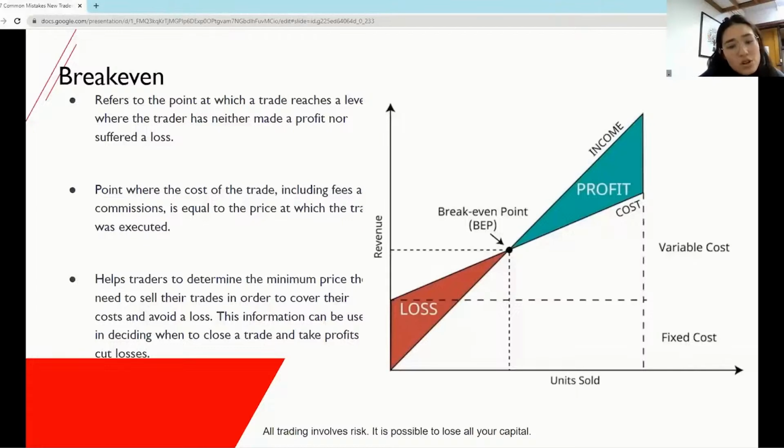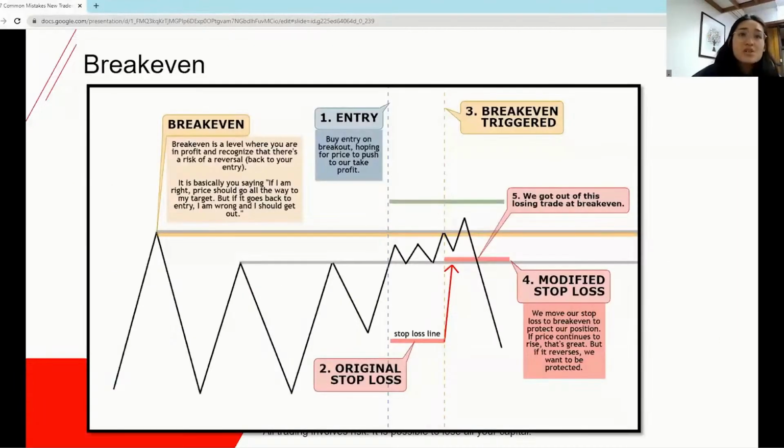Break-even is an important concept in trading because it helps traders determine the minimum price they need to sell their trades at in order to cover the costs and avoid a loss. This information can be used in deciding when to close a trade and take profits or cut losses. Okay, so here is an example of how we make use of break-even when we are trading. Break-even is a level where you are in profit and recognize that there is a risk of reversal.